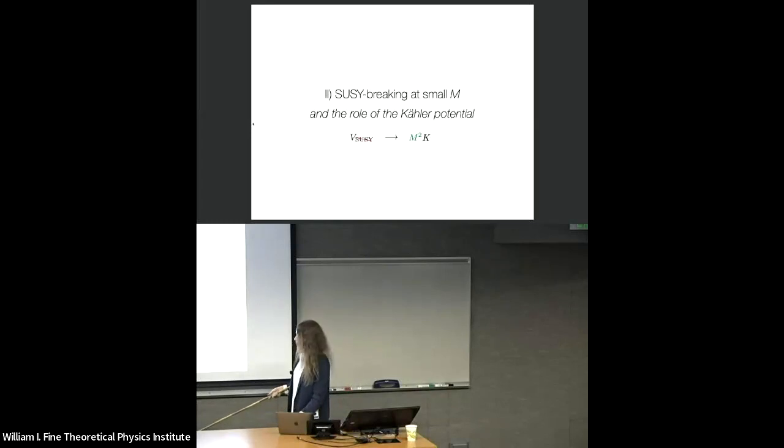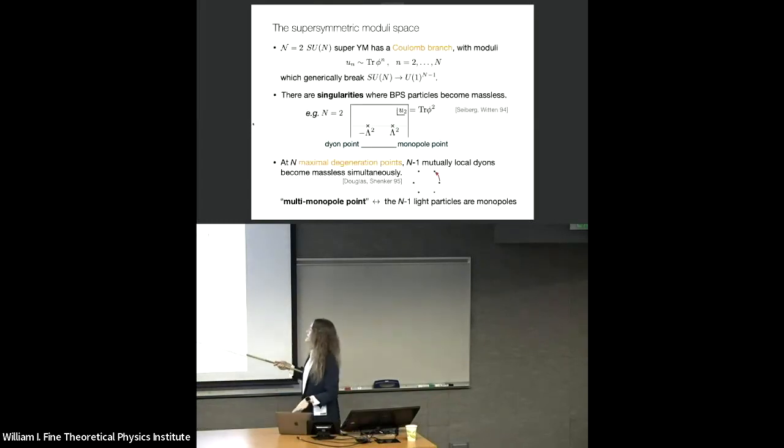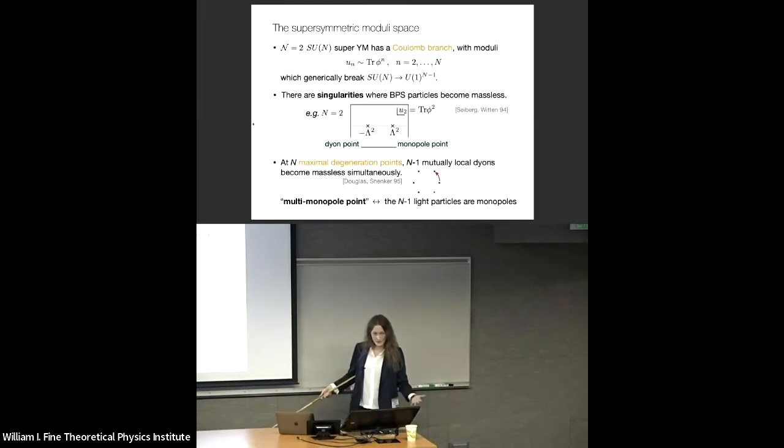So I'm going to begin with describing how we compute this Kähler potential. And before that, I just need to give a little bit of necessary background on the N=2 supersymmetric moduli space. So N=2 super Yang-Mills in 4 dimensions has a moduli space of supersymmetric vacua known as the Coulomb branch.